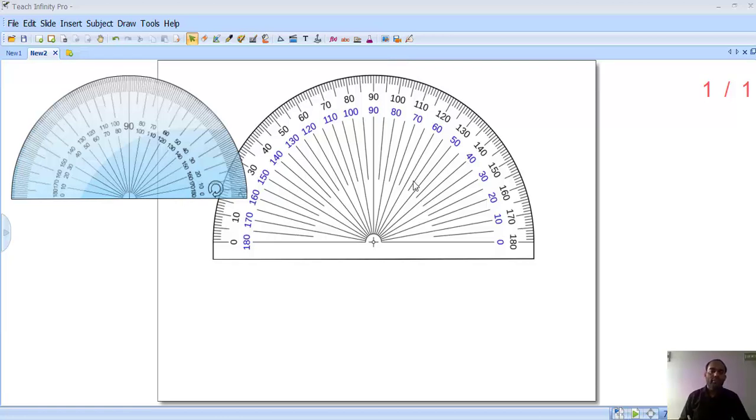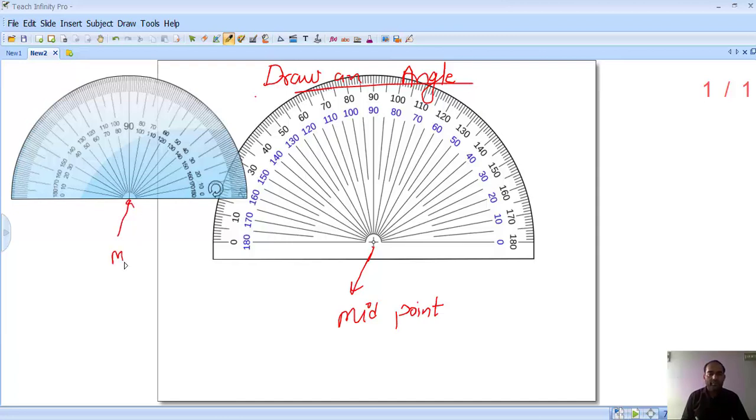Hello students, this is the fourth class on angle, and in this class we will learn how to draw an angle. In the previous class I told you what a midpoint is. This is the midpoint of a protractor. In my protractor, this one is the midpoint.